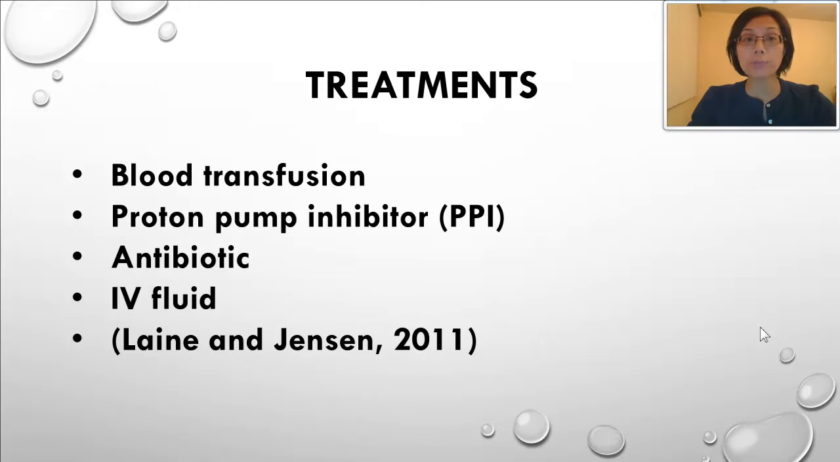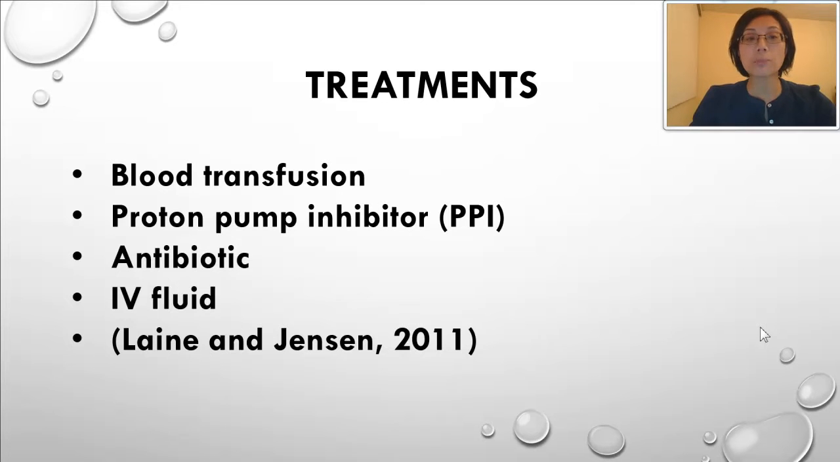Treatment of GI bleeding: blood transfusion. In the hospital where I work, packed red blood cells could be ordered if the hemoglobin is less than 7. And also IV fluid is ordered. They can help to replace the blood loss amount.